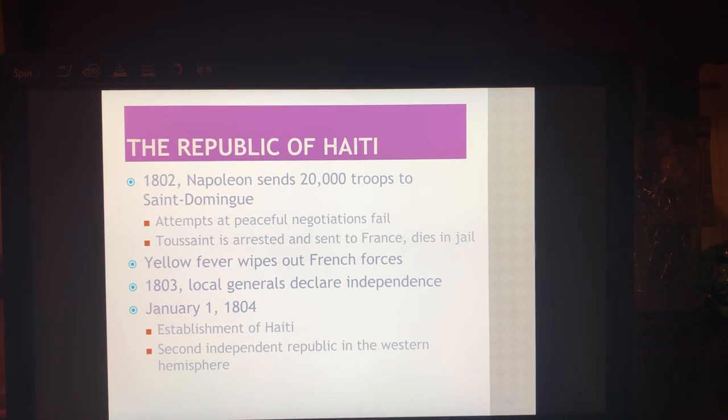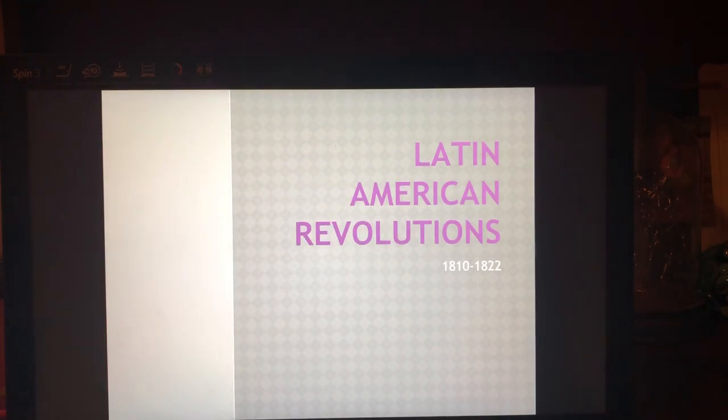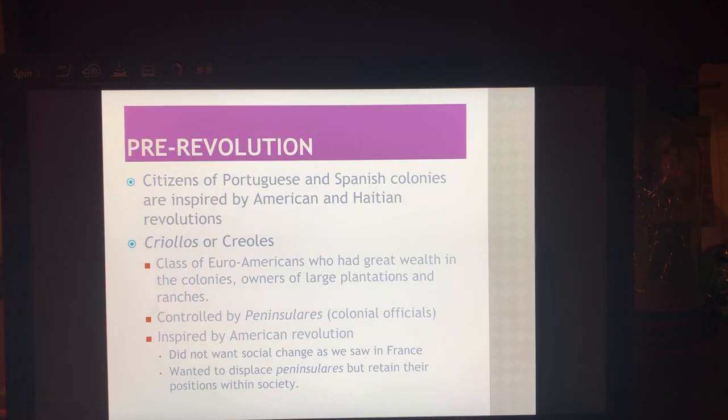But this is going to put fear into a lot of people who own slaves, that the slaves can rise up, they could organize and foment a rebellion. And so in the South United States, many plantation farmers begin to be scared of a possible slave revolt. Now what we're going to look at is the Latin American revolutions. We're going to see that citizens in the Portuguese and Spanish colonies are inspired by the American and Haitian revolutions.